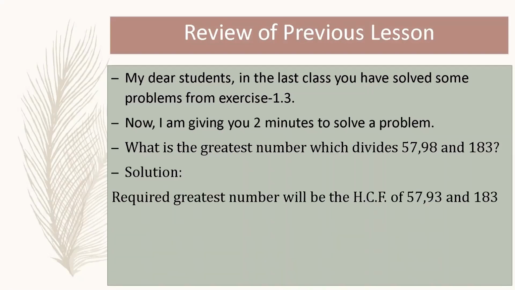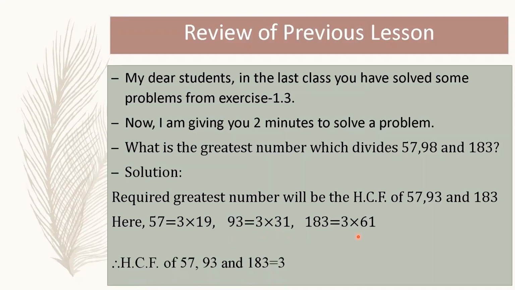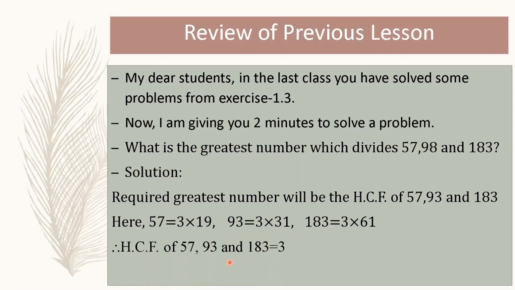The required greatest number will be the HCF of 57, 93 and 183. How can we get this? You can see here, 57 equals 3 multiplied by 19, and 93 equals 3 multiplied by 31, and 183 equals 3 multiplied by 61. Therefore the HCF of 57, 93 and 183 equals 3. The required greatest number will be 3. So that is the answer to this question.